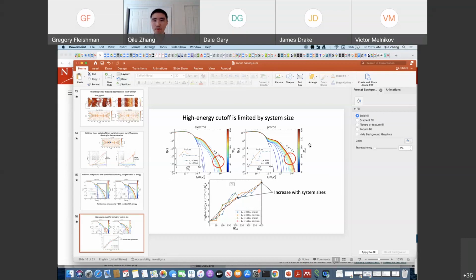Yeah, a related question to Qile. Do you think that besides the guide field, for example, the energy cutoff should also depend on other parameters? For example, the plasma beta, because that basically tells how large the Alfvén speed is relative to the thermal speed. If that ratio is different, then the acceleration efficiency will be different, right?